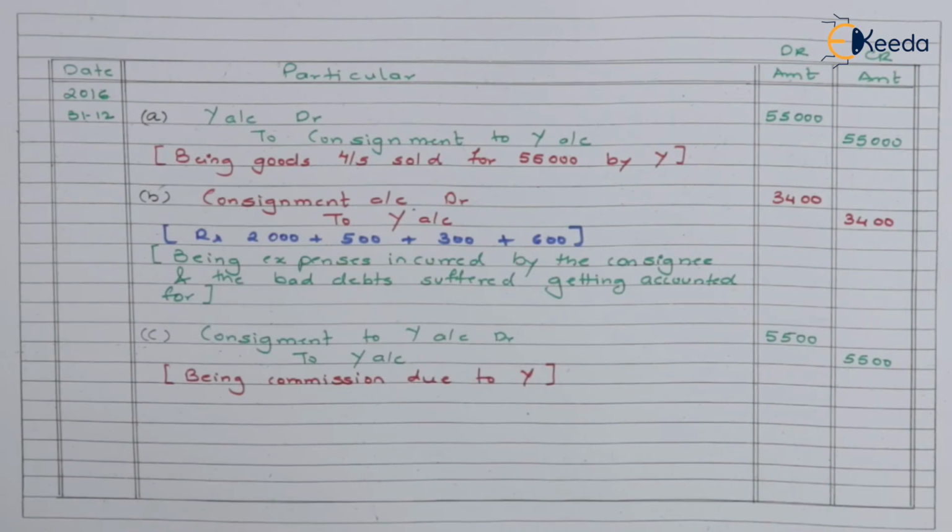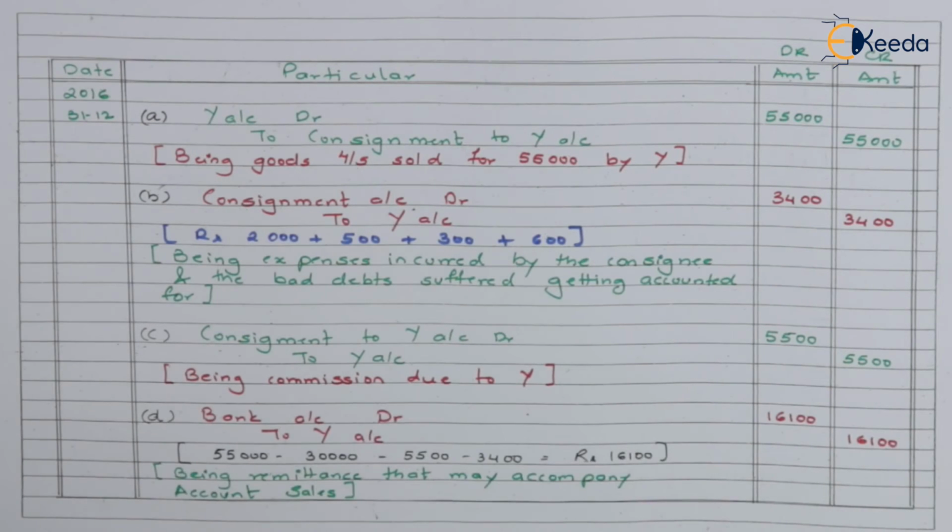Now the next entry will be referred to the commission that is due to Y. If you remember, 10% is the commission that was due, and it was on the sales amount. So 55,000 is the sales amount, 10% of that will be 5,500, and again this is an expense, so consignment to Y account will be debited, and Y account, or rather his personal account, will be credited because that account is supposed to receive the amount here. Hence the entry will be consignment to Y account, Y account credited with an amount of 5,500, which is 10% of the actual sales done.